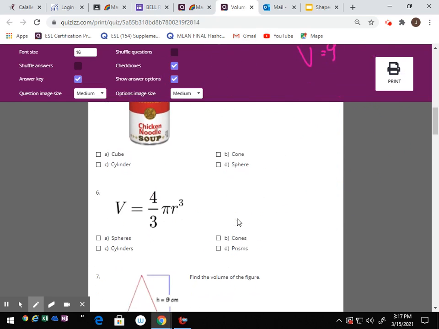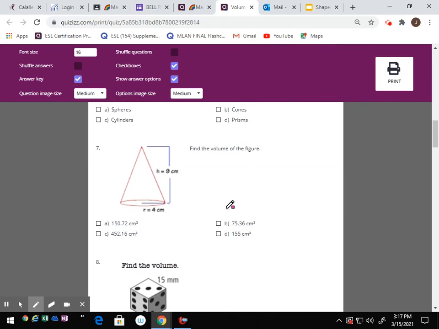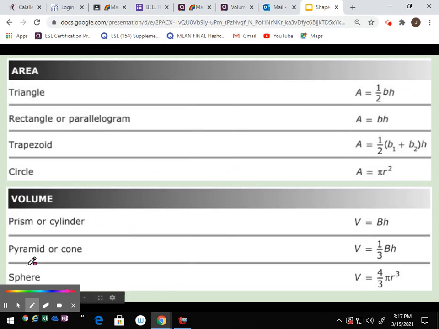We're going to go down to number 7. On number 7, it says find the volume of the figure. We can see that our figure is a cone. All right. So volume formula for a cone. We check our formula chart. We see cone right here. We have 1/3 times big B, which is area of the base, times height.